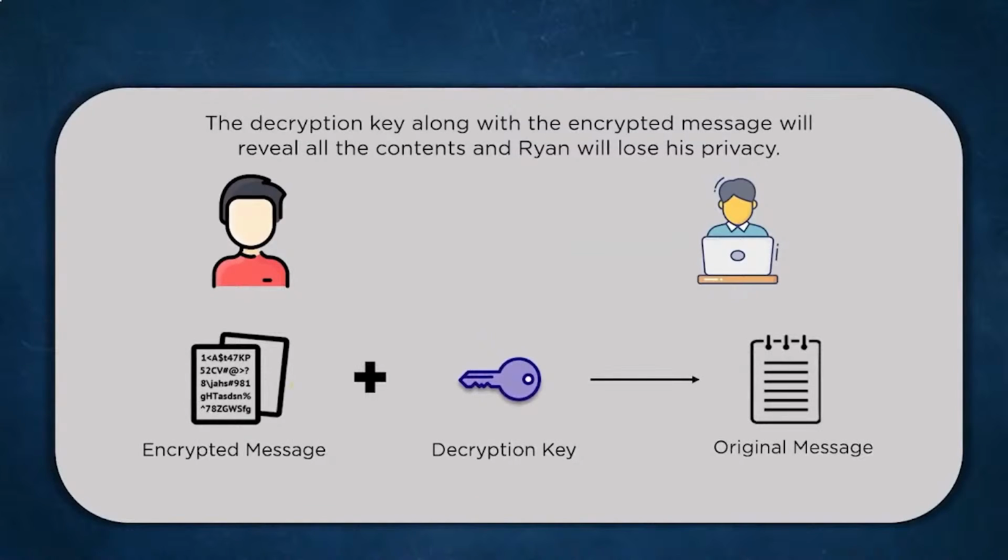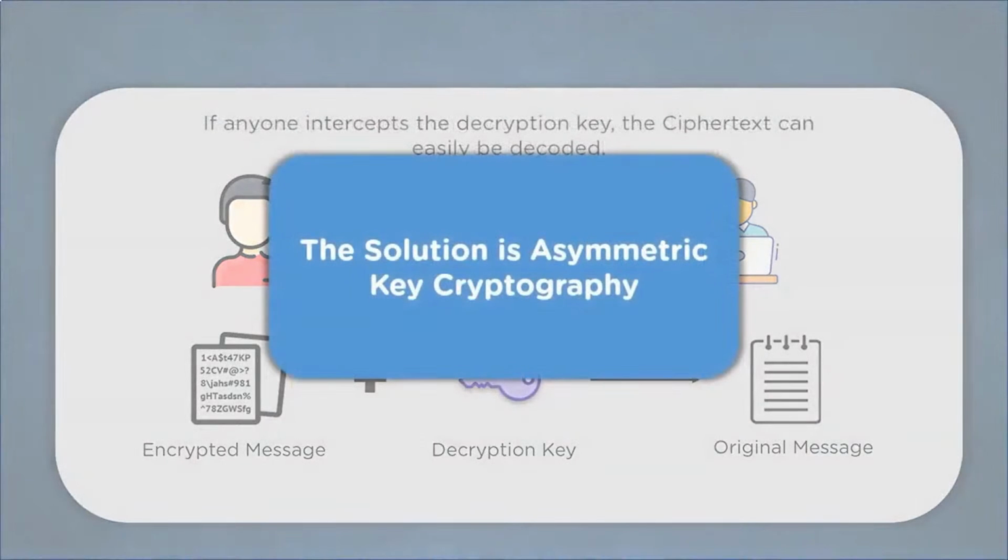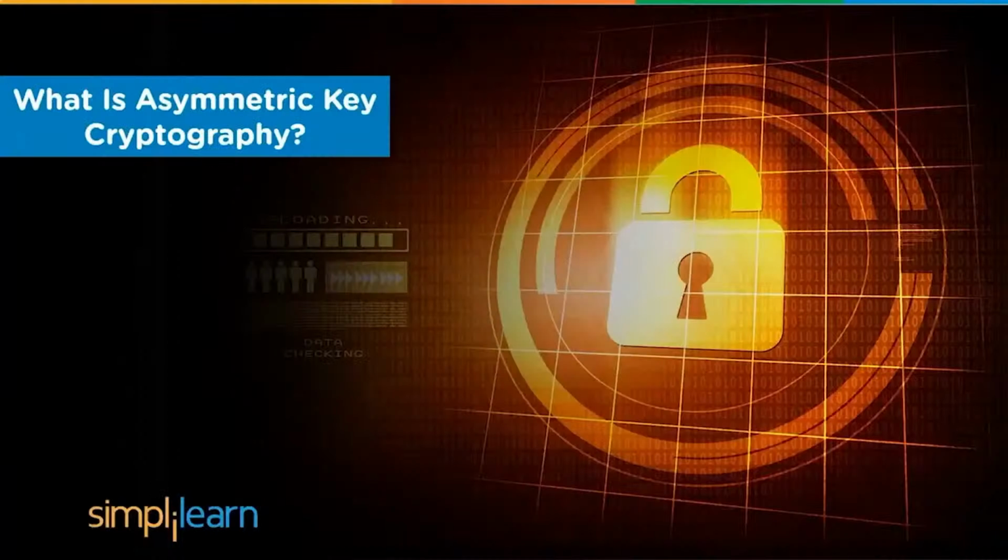If someone intercepts the key while transmitting it, there is no use in employing cryptography since a third party can now decode all the information easily. Key sharing is a risk that will always exist when symmetric key cryptography is being used. Thankfully, asymmetric key encryption has managed to fix this problem. Let's understand what asymmetric key cryptography is.